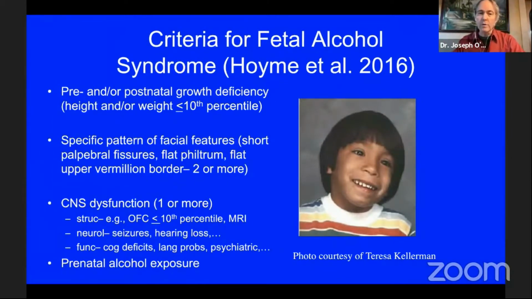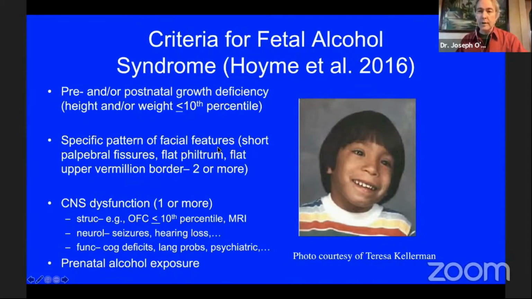How do you diagnose fetal alcohol syndrome? Here are the criteria for the full syndrome. There are 4 of them. The first is a pre or postnatal growth deficiency. The patient has to have height and or weight less than or equal to the 10th percentile for his or her age. The second criterion is a specific pattern of facial features.